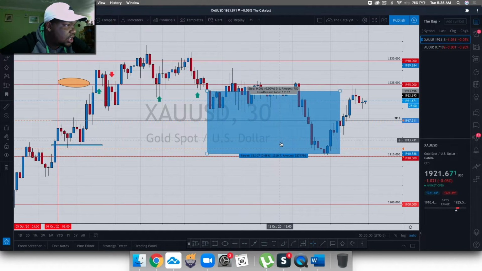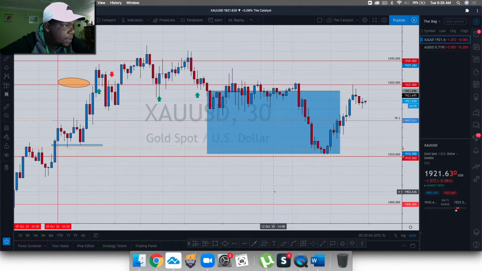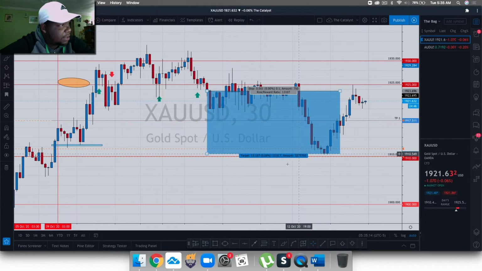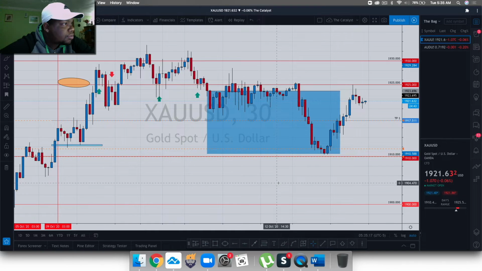As you can see, we bagged 131 pips. I did not set my TP at exactly 1910, I set my TP at 1910.5. That's why my TP was able to be hit.